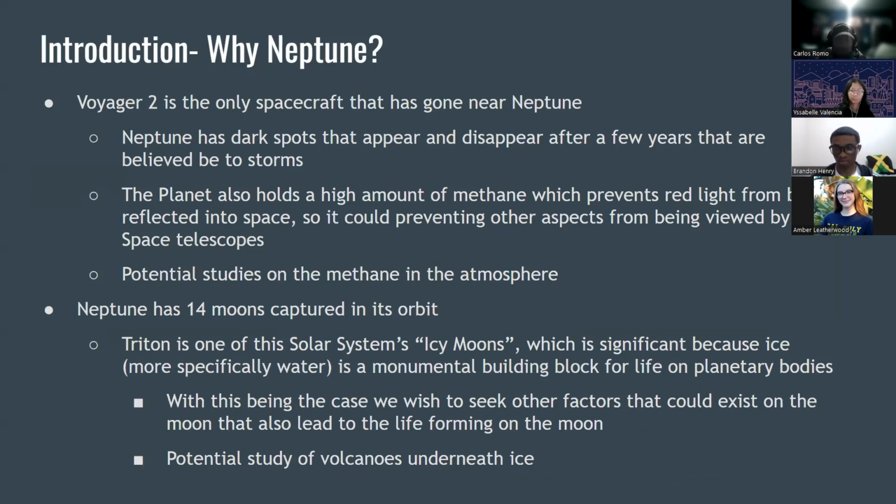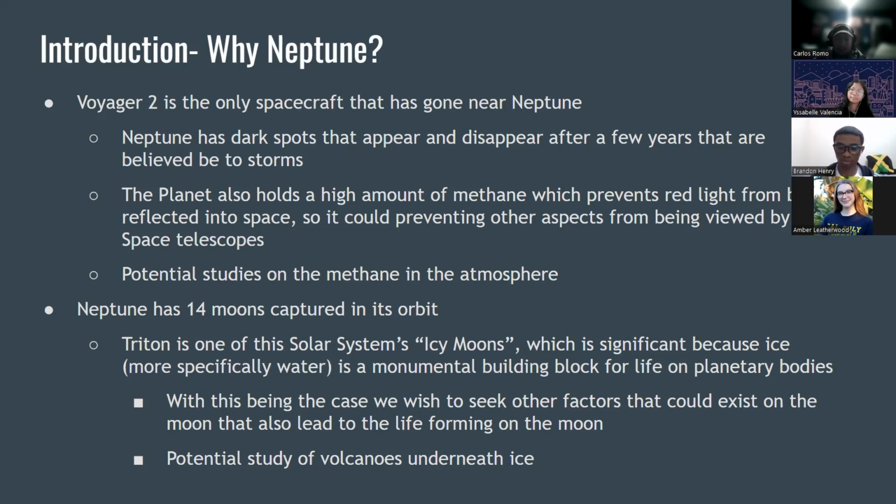All right, so why Neptune? Neptune is a pretty hard planet to observe. Its high amount of methane in the atmosphere makes it hard to be seen by telescopes. And there are also storms that appear every so often. So having a spacecraft in its orbit would be nice to have potential studies done on the planet.